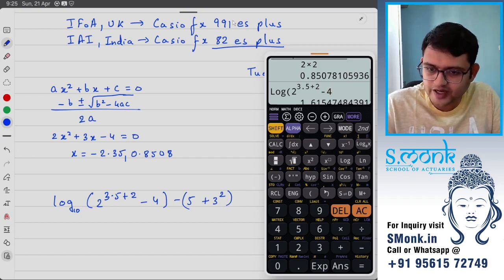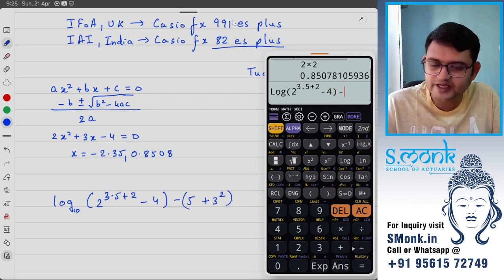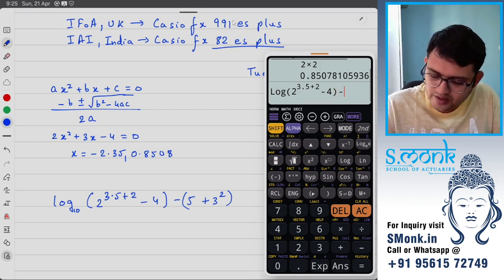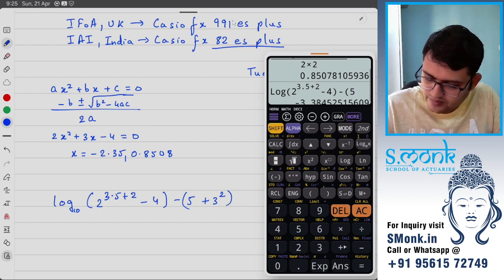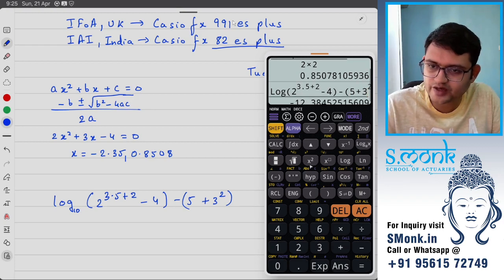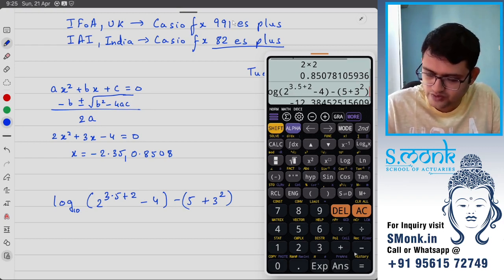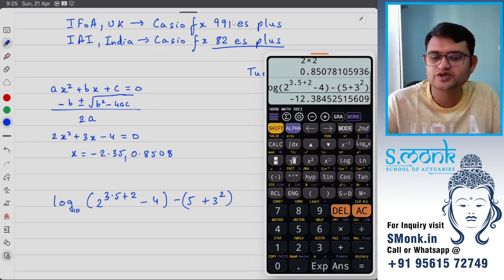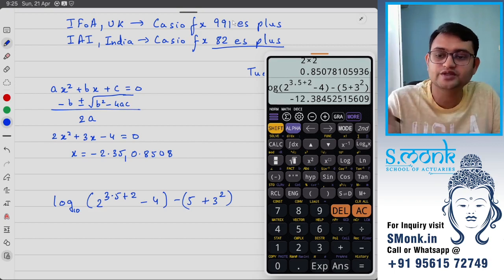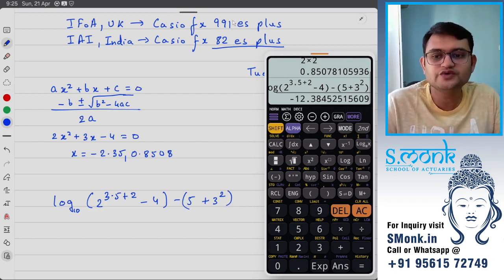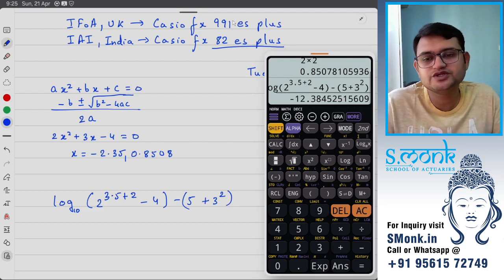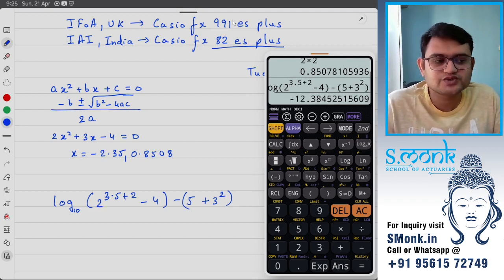I'll close the bracket here, and then minus. I need another bracket open. I'll open the bracket, 5 plus 3 square. I have a direct button for square, so I'll just use square. Bracket close and equal to. So this is the answer, minus 12.384. So we can make a very elaborate equation when it comes to our scientific calculator.